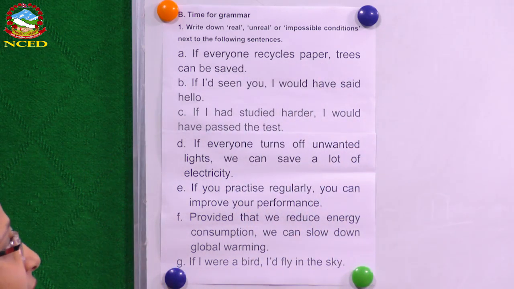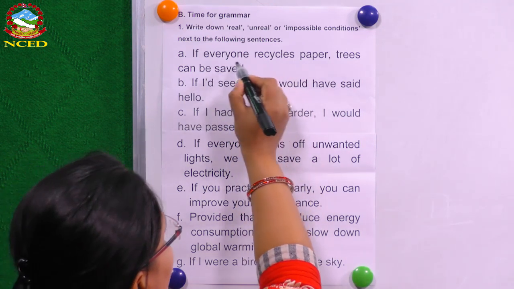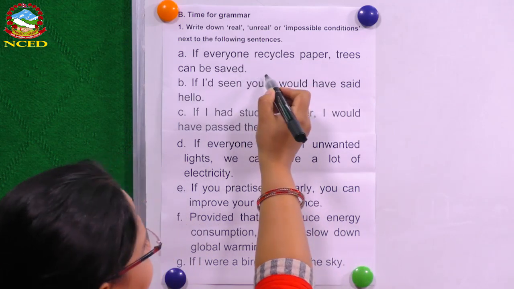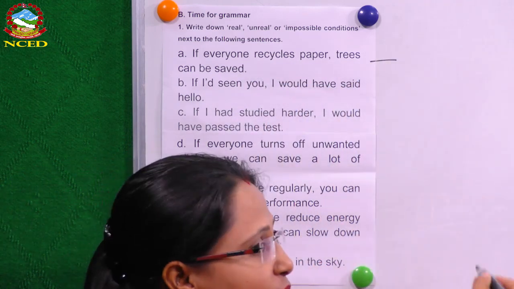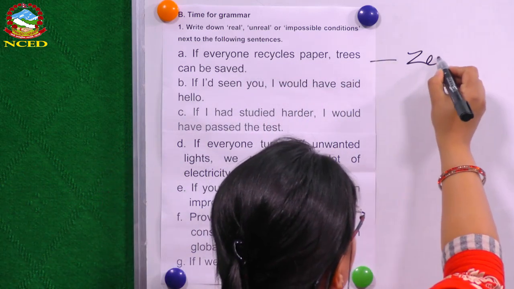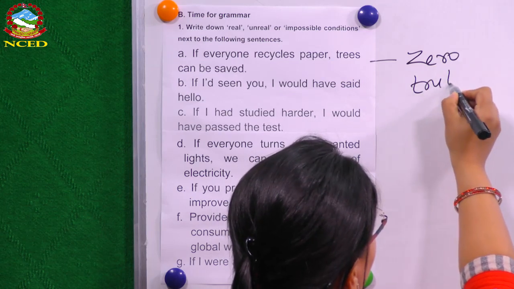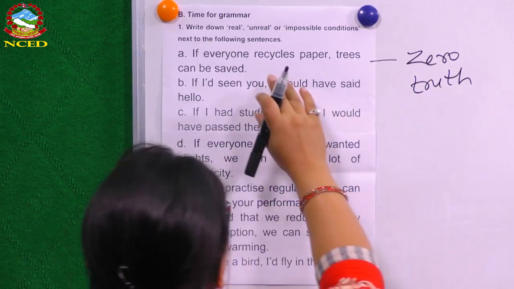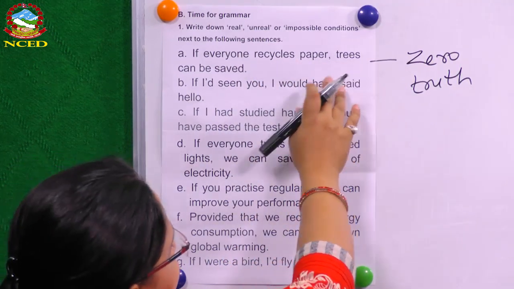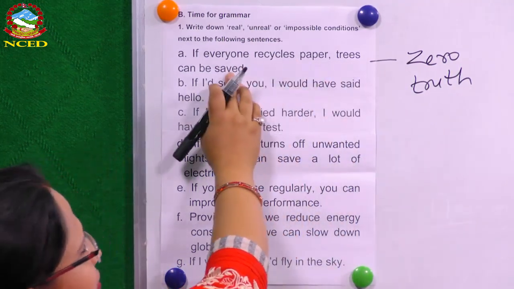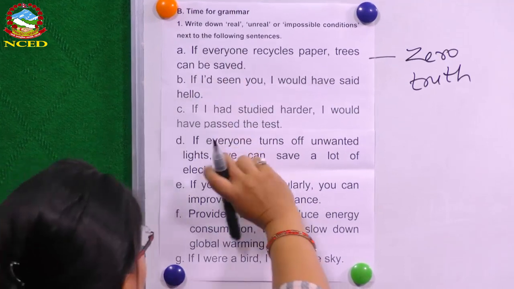What is this? What does this show? If everyone recycles paper, trees can be saved. So this is type 0, right? And what does this say? Truth. General truth. Okay? So reality. सबैजनाले पेपर रिसाइकल गर्यो भने रुख बचाउन सकिन्छ. That's the truth.